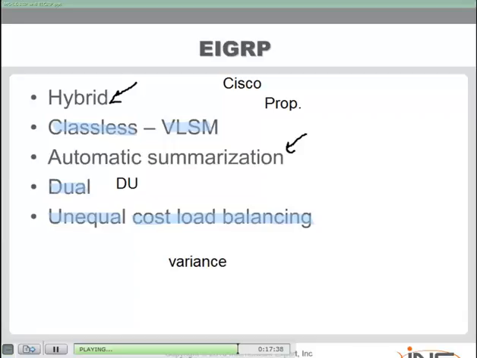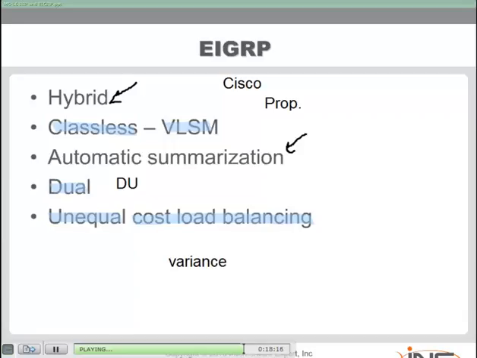As a matter of fact, you can say, okay, look, I want you to load balance across the 1 meg link and the 2 meg link, and I want you to send 1 packet down the slower link and 2 packets down the faster link. I want you to load balance, but proportionately to the bandwidth that is available. Wow. So lots of flexibility in the load balancing with EIGRP. No other IGP offers us that level of flexibility.